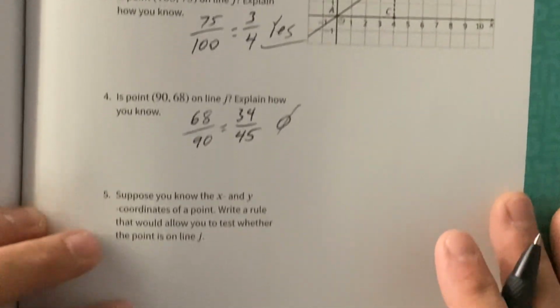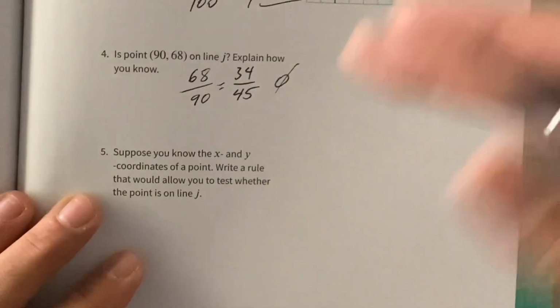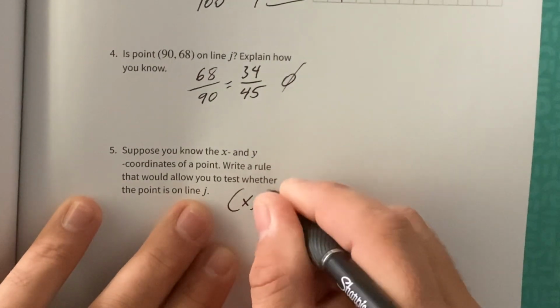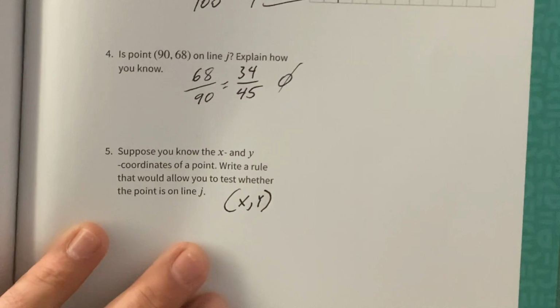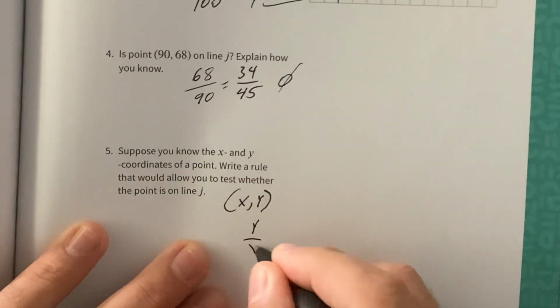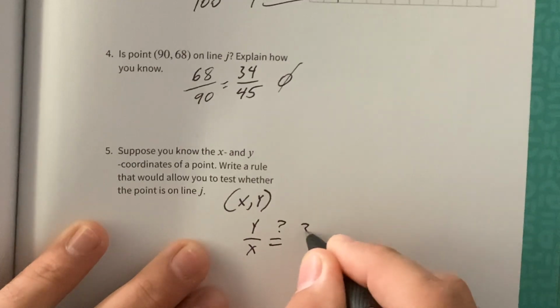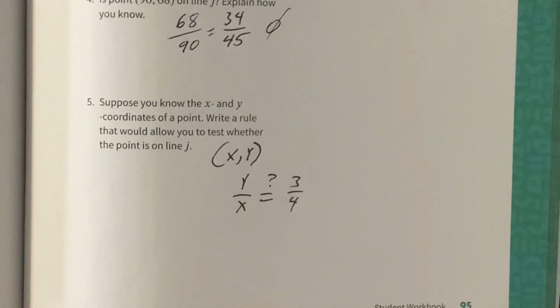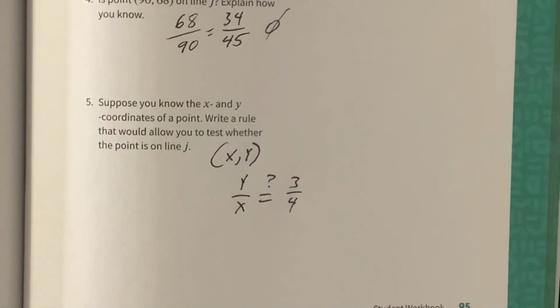So number 5 says, write a generic rule of what we just did. Well, if you have a point xy, all we have been doing is putting y over x to see if it equals 3/4, or 0.75 if you want a decimal. That's all we've been doing for that problem. That would have been our rule.